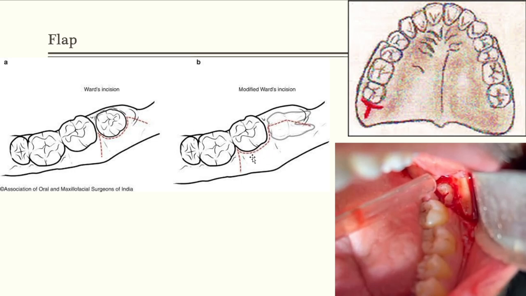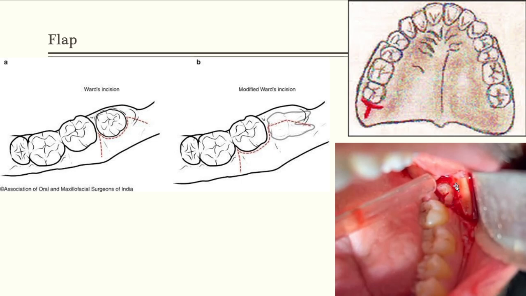Now, my method, let's say, if the tooth is very close to the 7 and I need to see the roots of the 7, I would do the modified Ward incision. If not, the Ward incision is sufficient. It gives me good exposure and good access. Here we can see one of the cases. Here I made the Ward's incision, distal extension, and releasing incision. And here we can see the tooth.